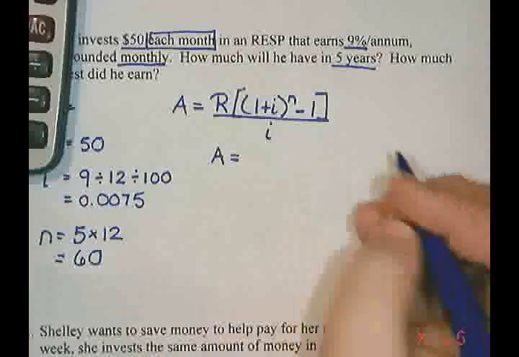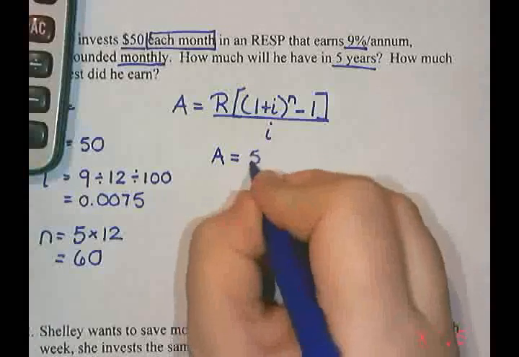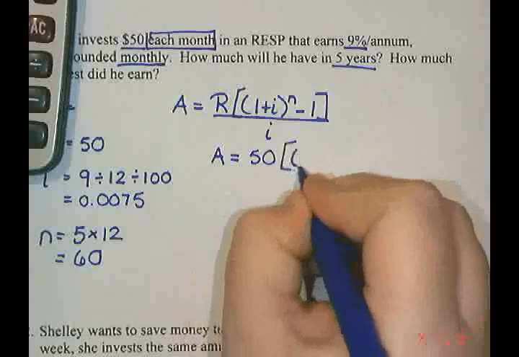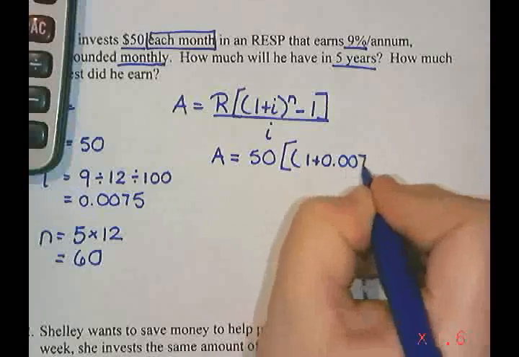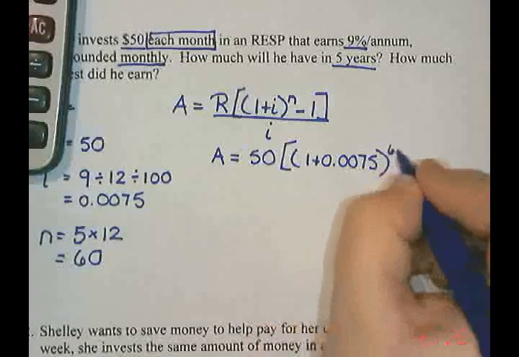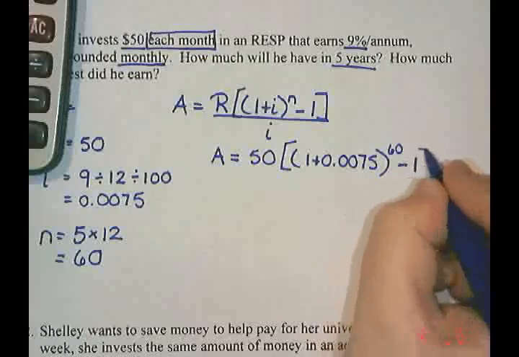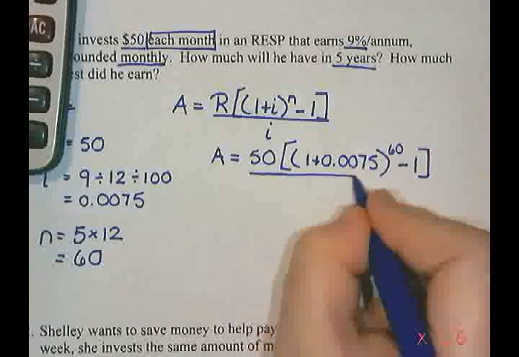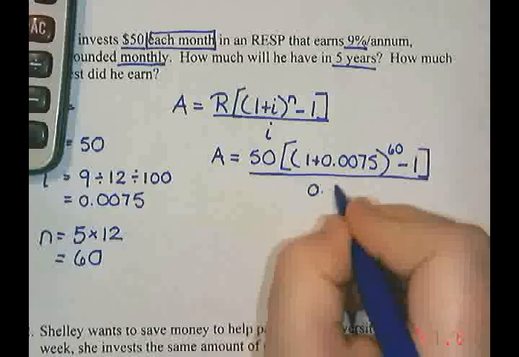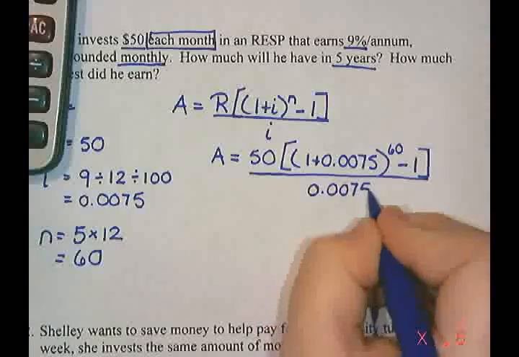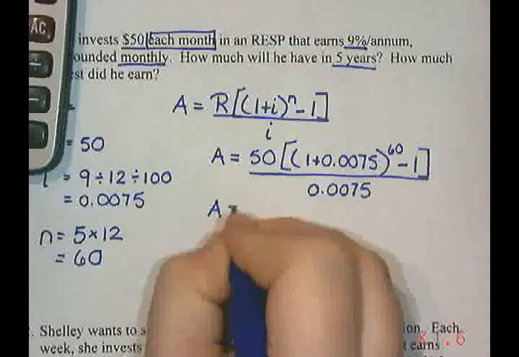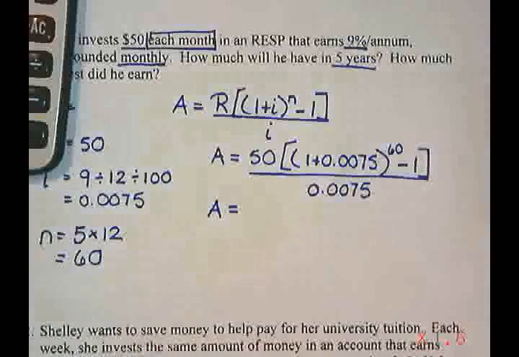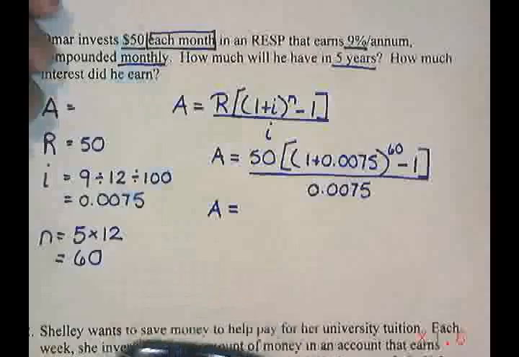So I don't know A. We decided R was 50, and then I is 0.0075, to the power of 60, take away 1. Very complicated formula. Divided by 0.0075. Now, if you want, you can actually do this all in one step on your calculator. Assuming you just put your brackets in, you should be good to go.